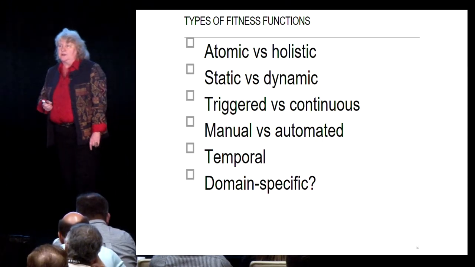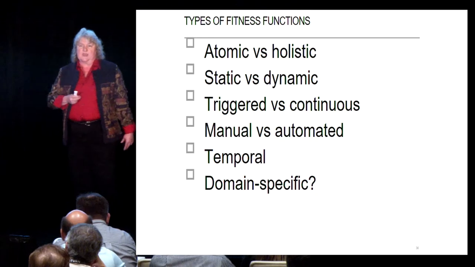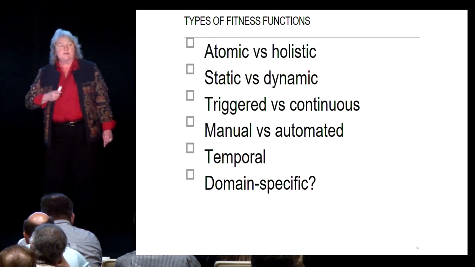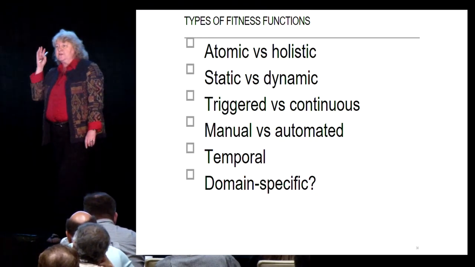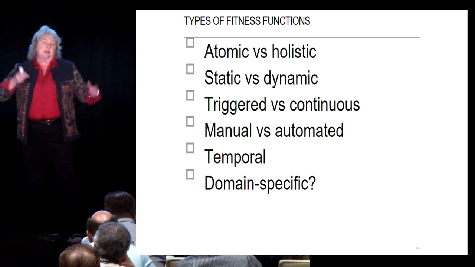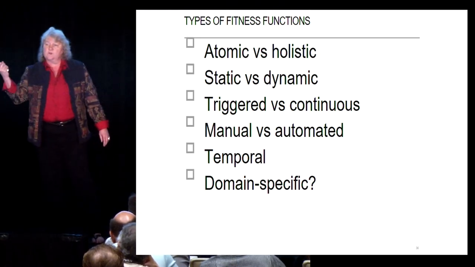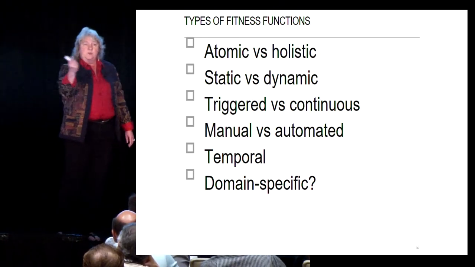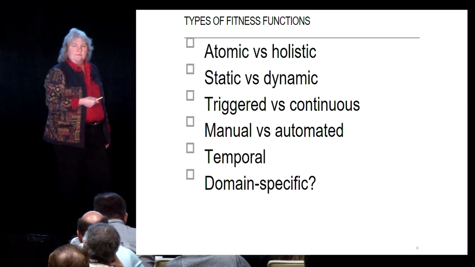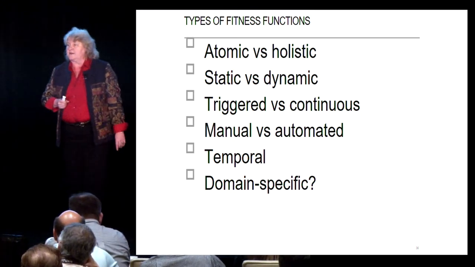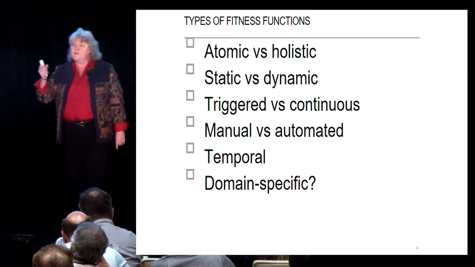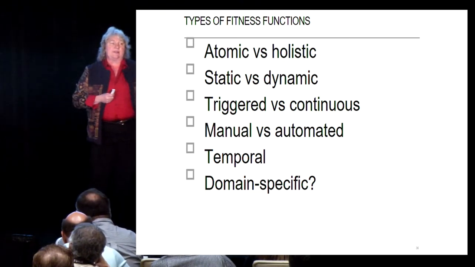Static versus dynamic, pretty obvious what that is. Triggered versus continuous. Is this a fitness function that gets triggered on an event, like perhaps a build, or does it run all the time, like a performance monitor in production? Manual versus automated. We'd love for them all to be automated. Some of them you probably can't.